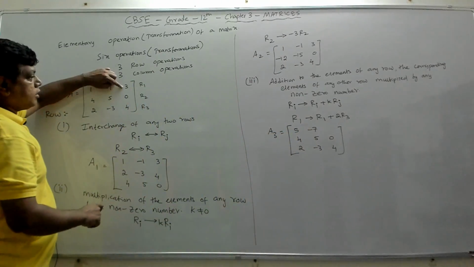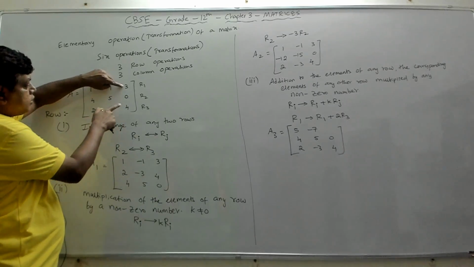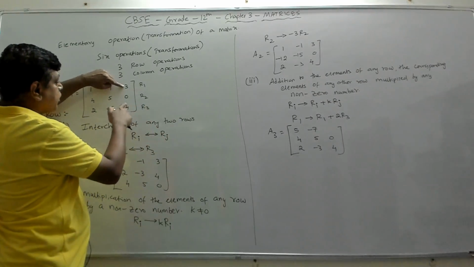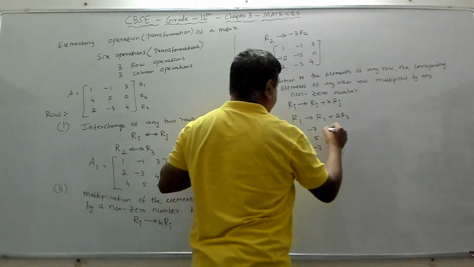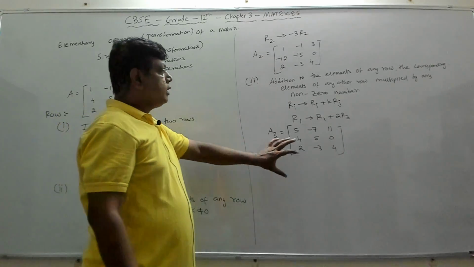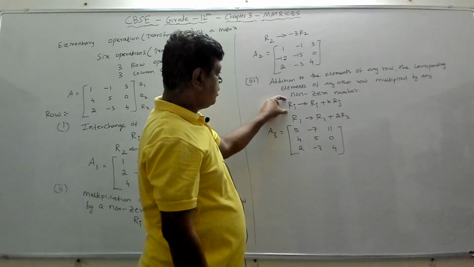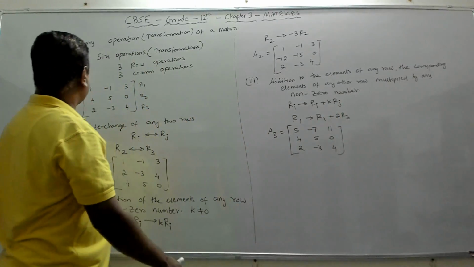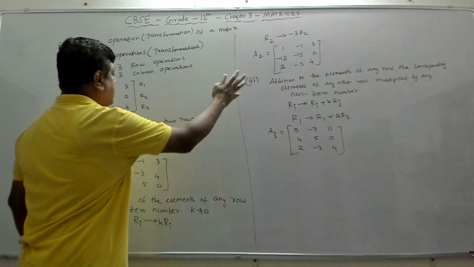Then the next element: 3 plus 2 times 4. This is your R1, this is your R3. So 3 plus 2 times 4. 2 times 4 is 8, and 8 plus 3 is 11. So this is the new matrix formed by applying this operation on row 1. This is in general; in particular, I am putting some values. R1 implies R1 plus 2 times R3, then this matrix gets transformed to this matrix. So all the 3 operations I have applied on this matrix.